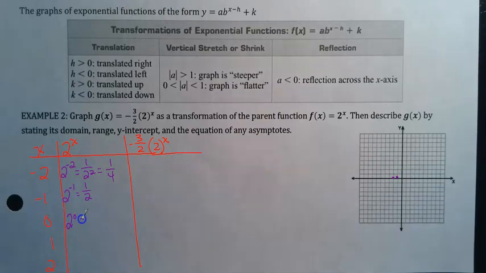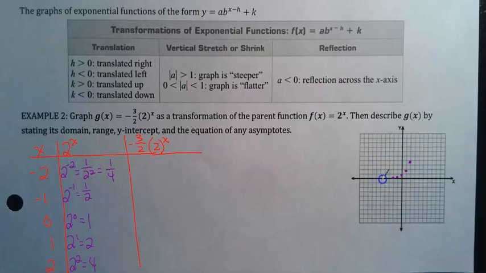So 2 to the power of 0 equals 1. Anything to the power of 0 is 1. So I'm going to graph 0 and 1. And then I'm going to do 2 to the power of 1. Well, that's 2. So I'm going to graph 1, 2. See, my numbers are starting to jump a little bigger. Now I'm going to have 2 squared. Well, that's 4. So I'm going to graph 2, 4.